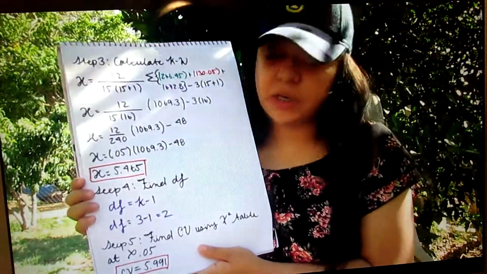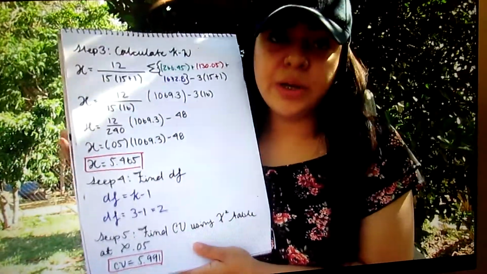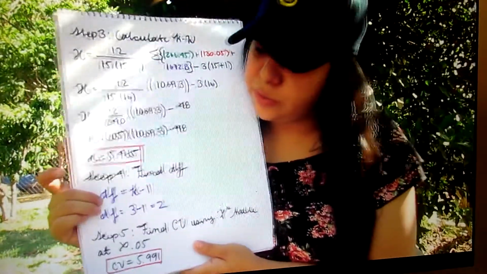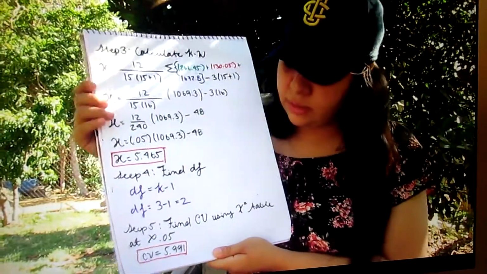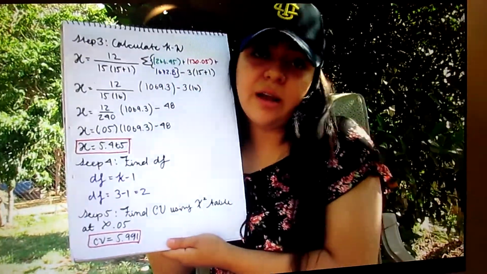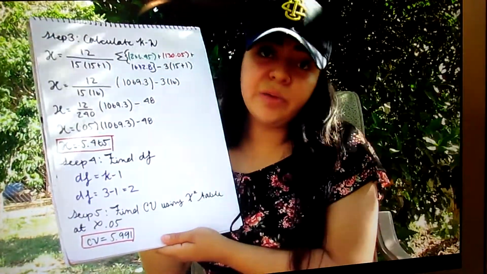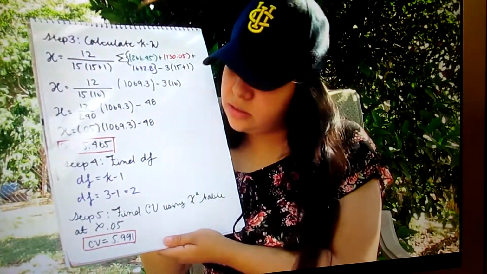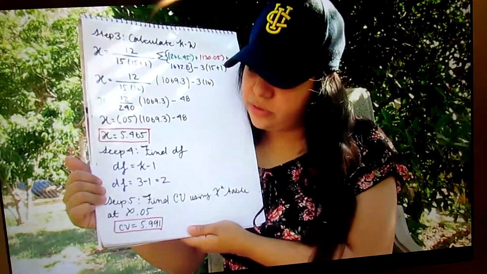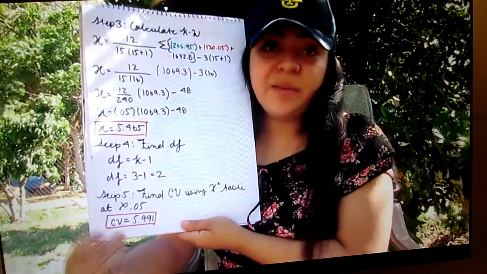So again, degrees of freedom is just categories minus 1. In this case, in our data set, we only had 3 categories, which was the green room, red room, and blue room. So 3 minus 1 is 2. Now that we have our degrees of freedom, we are free to calculate our critical value. To find the critical value, we're going to be using a chi-square table. So at a 0.05 value, and with 2 degrees of freedom, our critical value is going to be 5.991.